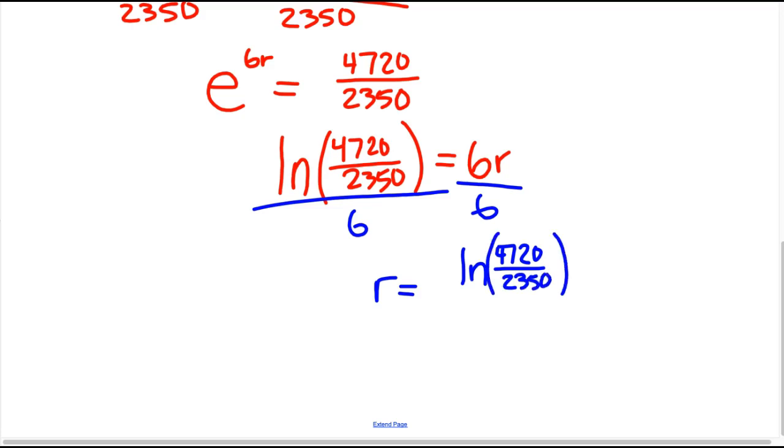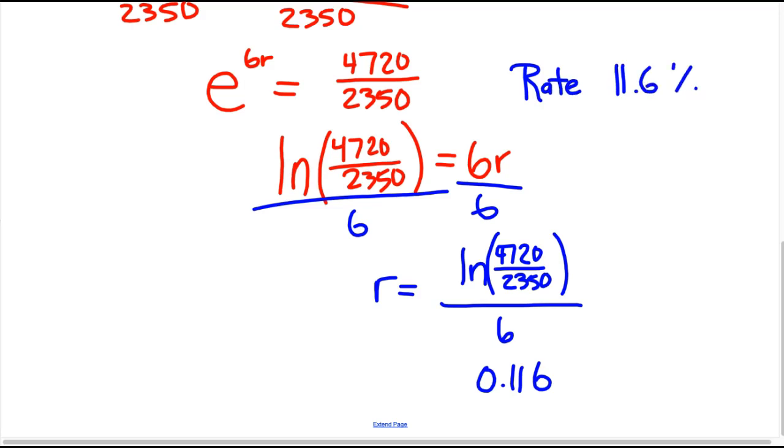And you don't need to type base e in or anything because the natural log implies base e, and that's all divided by 6. So I'll evaluate that on my calculator here. You could do this in one step or two. So I find my natural log, it's underneath the e to the x button. 4720 divided by 2350. I got 0.116. That means I need an 11.6% rate for that to happen. So rate 11.6%.